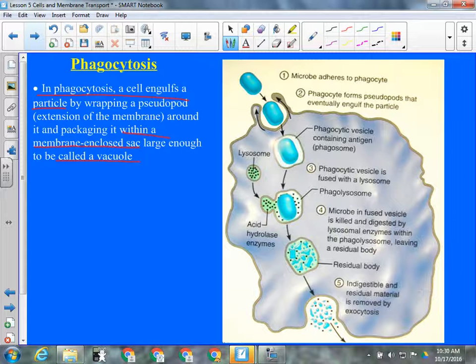Okay, we don't talk much about these processes because they're not true cellular transport. They're more like how the cell sustains itself by eating and drinking. So you don't often have questions on these other than maybe a multiple choice question.